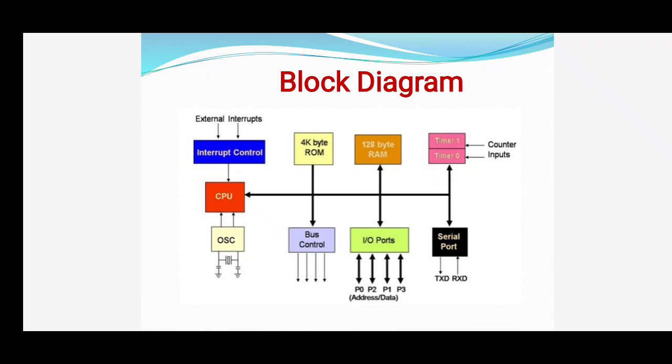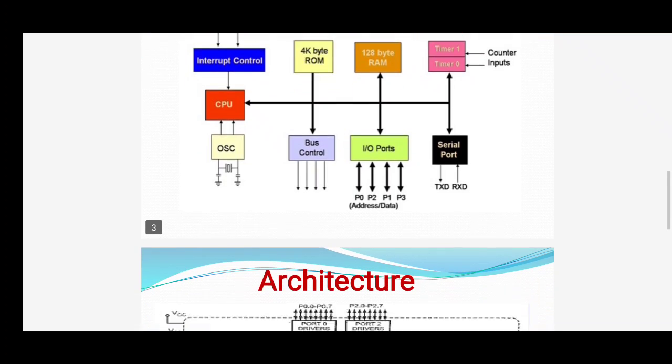Next, a serial device can be connected to this processor using the serial port, TXD and RXD, that is, transmit data and receive data. TXD transmits data from the microcontroller to the serial device and RXD receives data from the serial device to the microcontroller. The microcontroller has an interrupt control block to support two external interrupts. So far we have discussed the block diagram of microcontroller 8051.